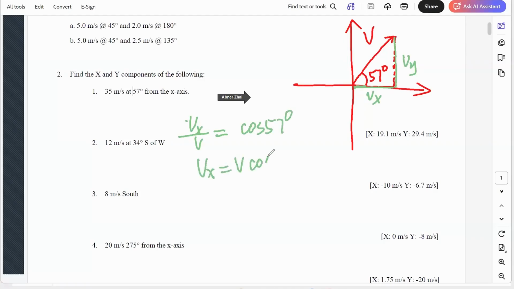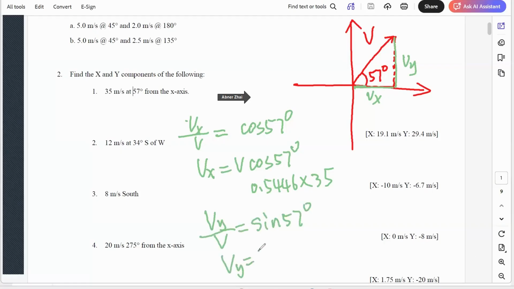0.446 degrees equals 0.5446. And then times 35, right? Yes. Set up the equation for y, Vy. For one, it is sine 57, which is 0.83867. That's good. So Vy will be V sine 57, which is 0.83867. Then you calculate it, you will get the answer, right?